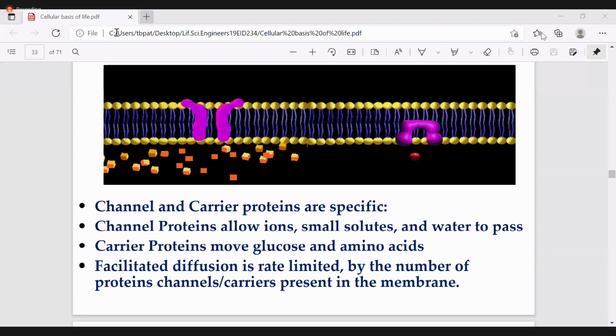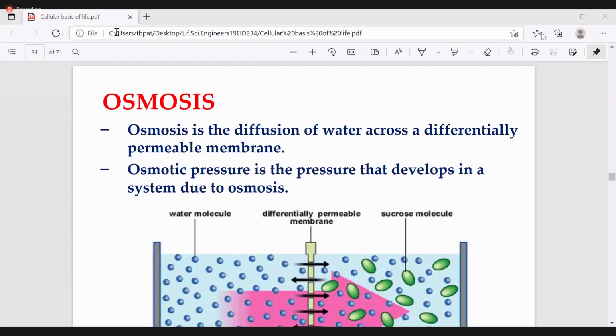The next is osmosis, osmotic pressure. You had the water lesson in your engineering first year. All of you know, I think.